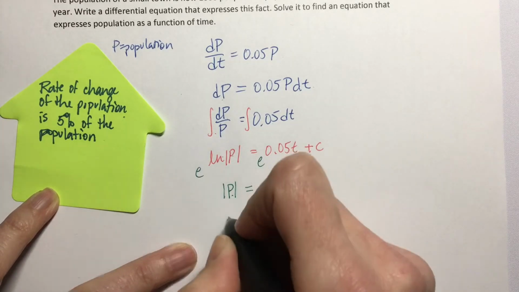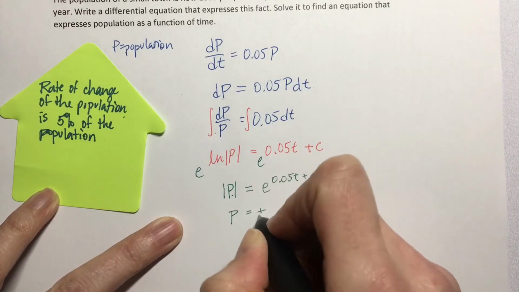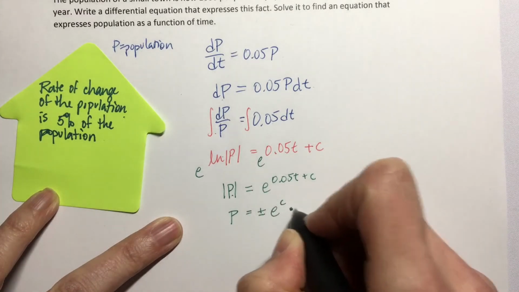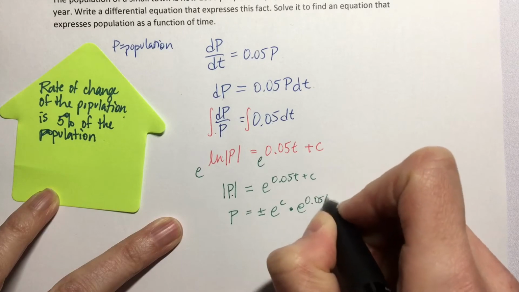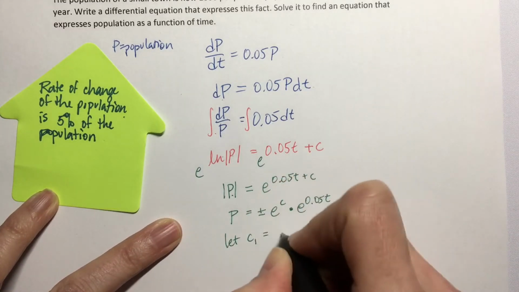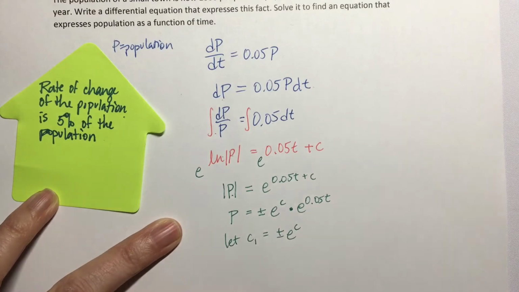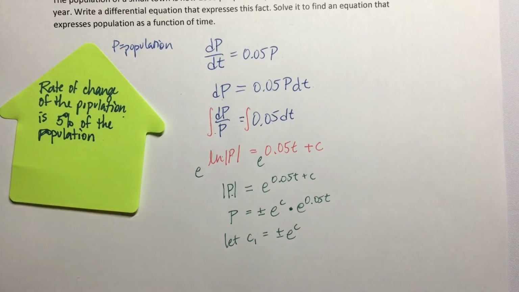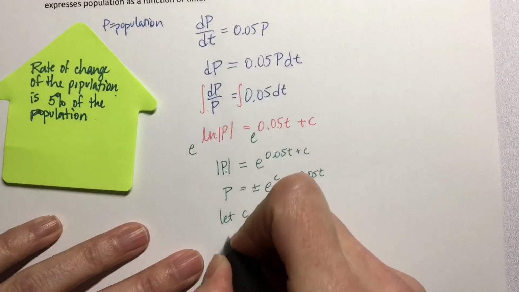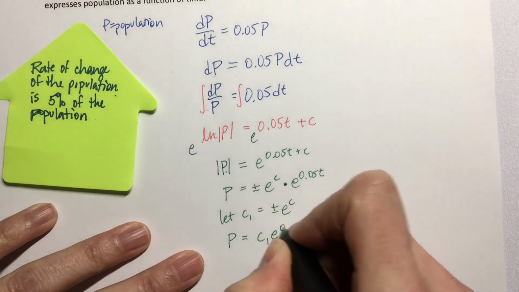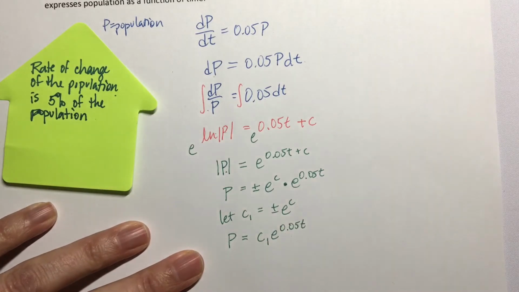I mean, you have negative people, but that's not what we're talking about. Okay, so p is plus or minus, and then I'm going to do that little switcheroo thing. So e to the c times e to the 0.05 t. And then I'm going to do that let c1 equals plus or minus e to the c. If this is kind of fuzzy to you, what I'm doing here, go see the last couple of videos. Okay, so that means our population is some constant times e to the 0.05 t.